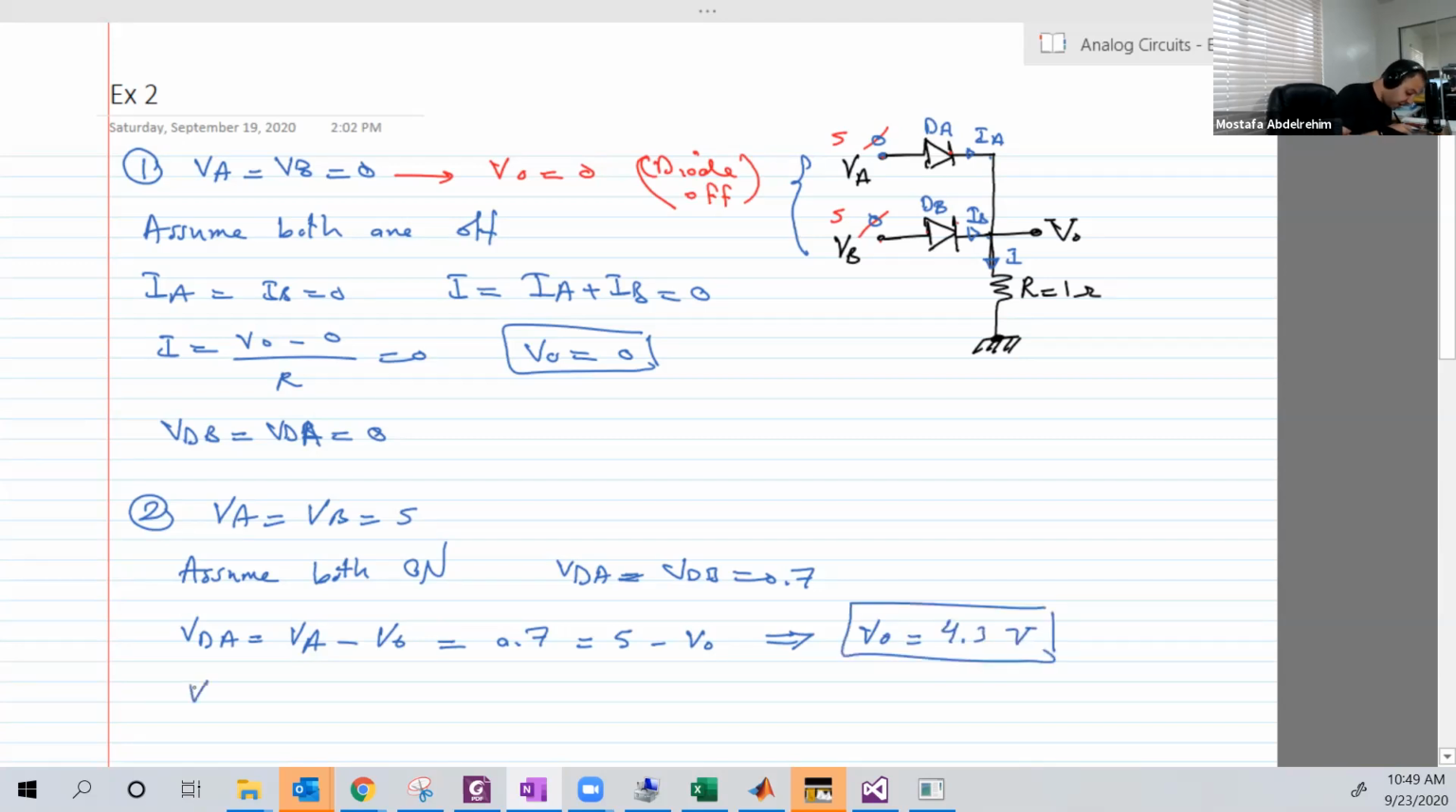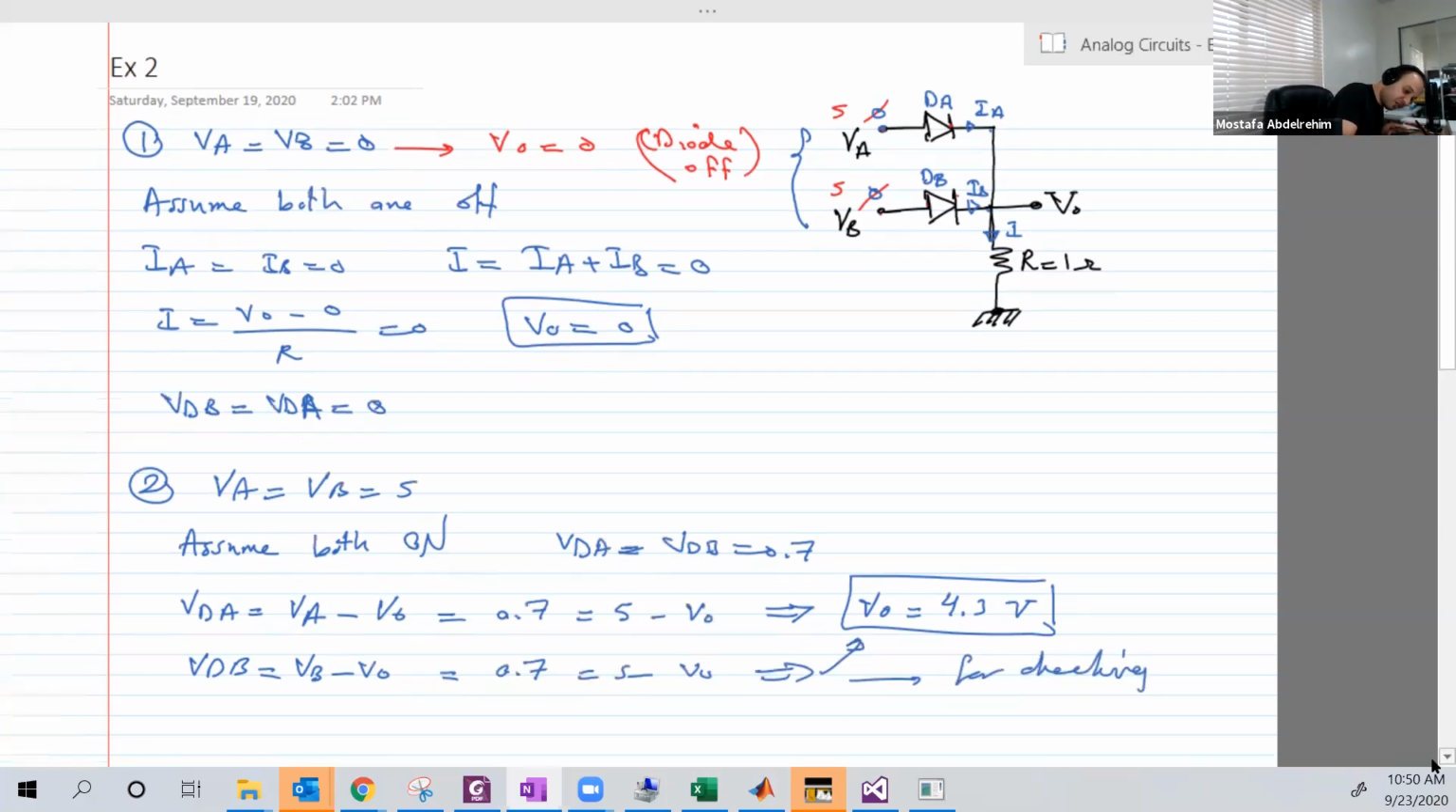And you can verify with VB, because VDB is equal to VB minus VO. If the assumption is correct, they should give you the same voltage drop, or the same VO, of course, because it's just a single point and it cannot have two voltages. It should have only one voltage. So this is equal to 5 minus VO. Again, VO is equal to 4.3. This is just for checking that you are on the right path.